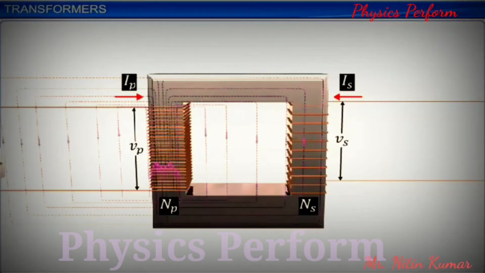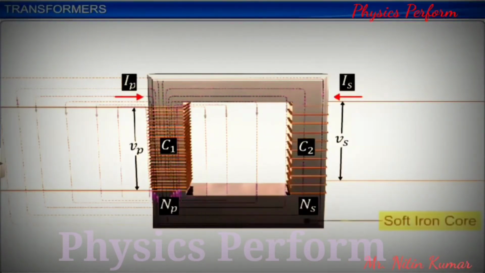A transformer comprises two coils, C1 and C2, insulated from each other. These coils are wound over a soft iron core. The soft iron core is provided to increase the magnetic flux through the coils and to provide a medium through which all the magnetic flux through the primary coil also passes through the secondary coil.